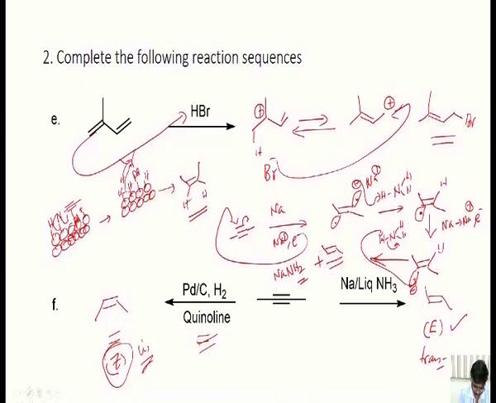On the other hand, when you use hydrogenation in the presence of quinoline, which is known as Lindlar catalyst, you can carry out partial hydrogenation to give alkene as the product. In this way, you will be able to form the cis alkene as the product.